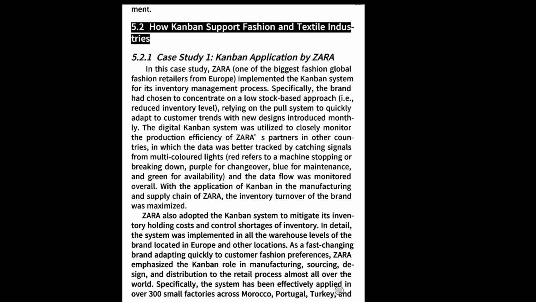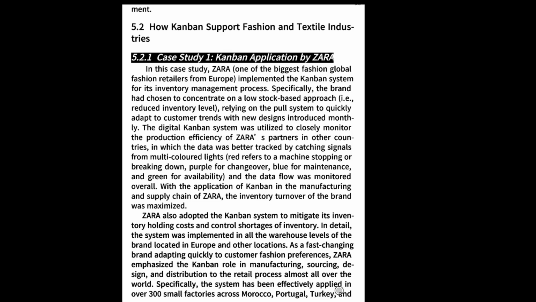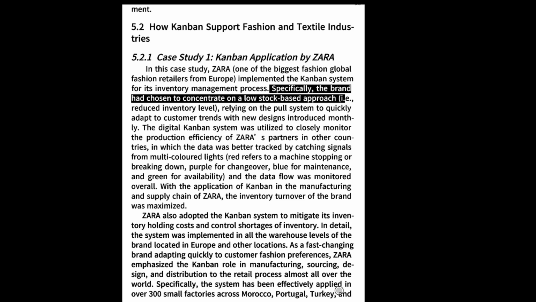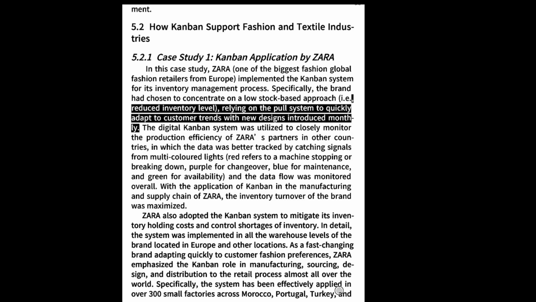5.2 How Kanban Support Fashion and Textile Industry. 5.2.1 Case Study 1: Kanban Application by Zara. In this case study, Zara, one of the biggest global fashion retailers from Europe, implemented the Kanban system for its inventory management process. Specifically, the brand had chosen to concentrate on a low stock-based approach, i.e., reduced inventory level, relying on the pull system to quickly adapt to customer trends with new designs introduced monthly.